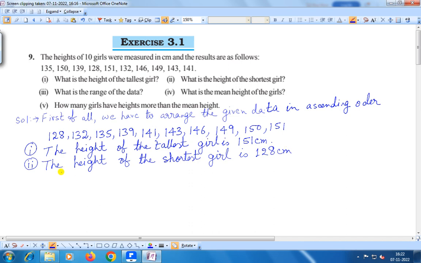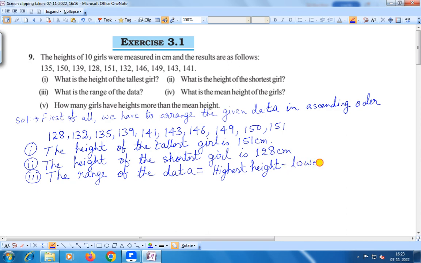Now question number 3 is, what is the range of the data? The range of the data is equal to highest height minus lowest height.